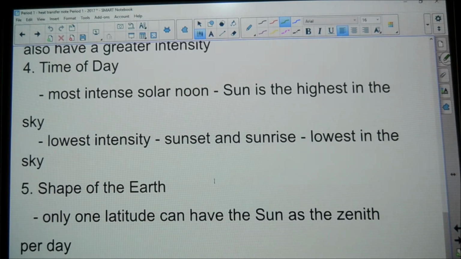Shape of the Earth. Because of the shape of the Earth, we get that curvature. There's only one latitude that can have the sun at zenith per day. So we talked about how it's oscillating between 23.5 degrees south latitude on December 21st to 23.5 degrees north latitude on June 21st. So in between those, it's where it's going to have the most intensity for each particular day of the year.